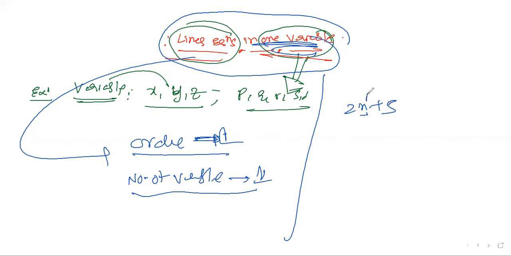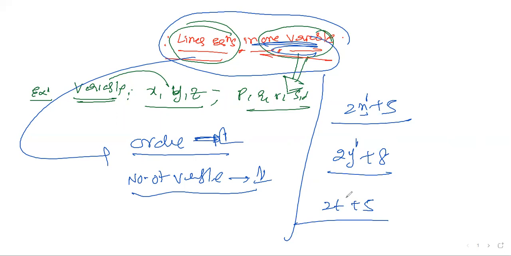The order of the equation is 1. Like this it will come. Sometimes 2y plus 8. Number of variables is 1. Order of equation is 1. Linear equation in one variable. Sometimes 2t plus 5 also. Number of variables is 1. Order of equation is 1.